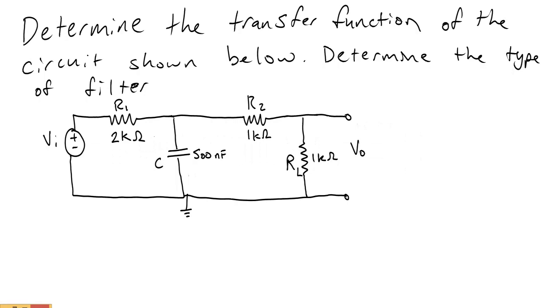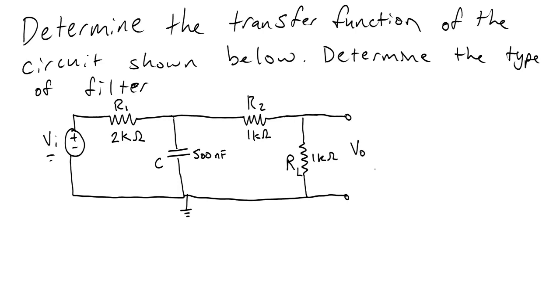Here we have VI, which is a voltage source. We have R1, which is 2 kilo ohms. We have C, which is 500 nanofarads. We have R2, which is 1K, and RL, our load resistor, that's also 1K. And then we have V out coming from across the load resistor.